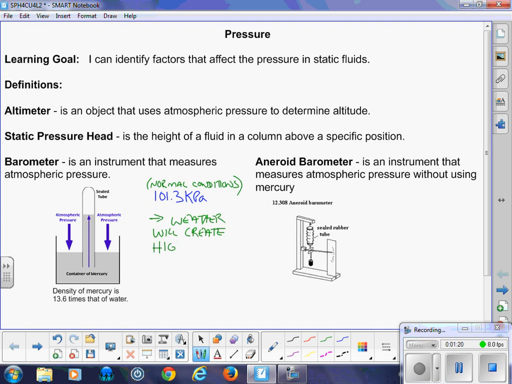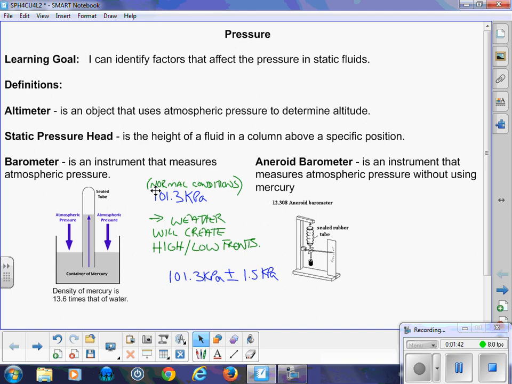high or low fronts. And what that does is that's what brings in our turbulent weather, either being rain or snow. So that 101.3 kilopascals is plus or minus, say, 1.5 kPa, indicates we have what type of storm or how severe the storm, whether we have a high or a low front. So if we have a high pressure front coming through, it means that the atmospheric pressure will be greater than 101. If it's a low front coming in, it will decrease the pressure.